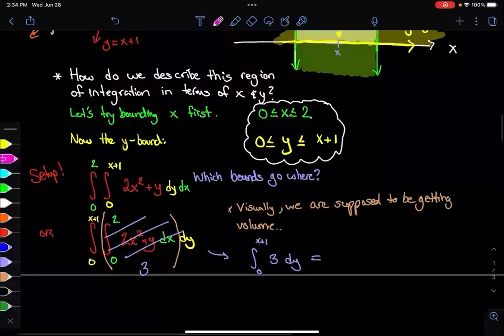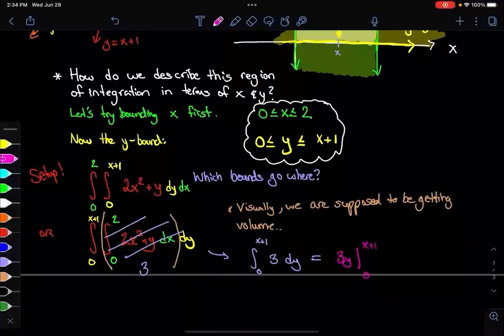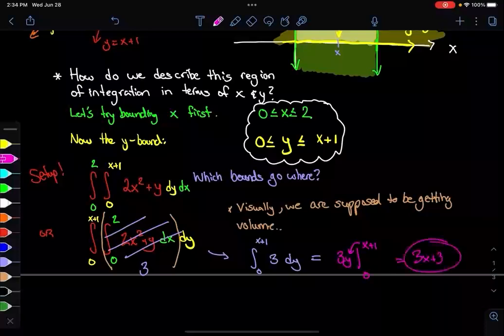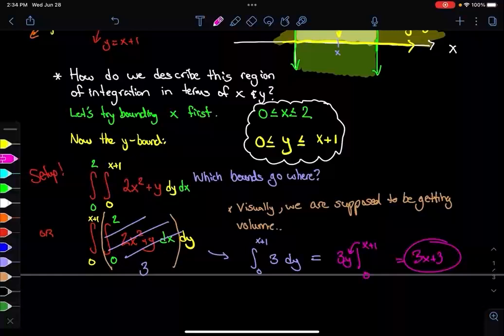We're going to end up with something that has, if we were to do this integral that I just made up, we'd get 3y evaluated from 0 to x plus 1. We'd plug this in for our y values. We're going to get something that has a variable in it. This is not a number. This doesn't make any sense. Our solution, we're supposed to get a number for our answer.